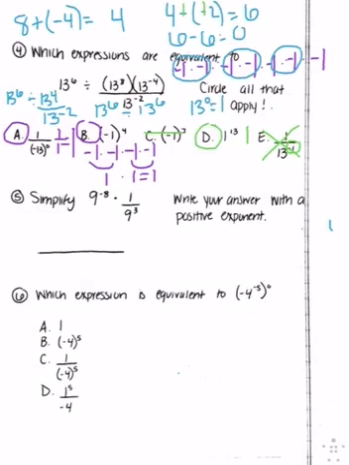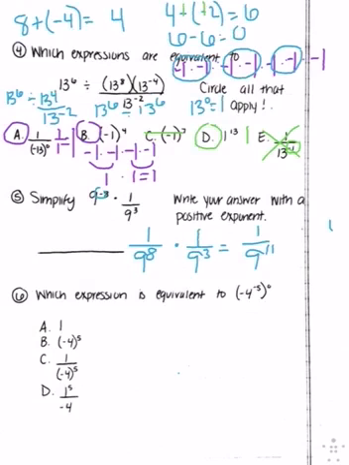Number 5, simplify 9 to the negative 8th times 1 over 9 to the 3rd. Write your answer with a positive exponent. I'm going to make it a fraction because I see that negative exponent, so my problem was 1 over 9 to the 8th times 1 over 9 to the 3rd. We're multiplying, so we're going to add our exponents. 8 plus 3 is 11. 1 over 9 to the 11th.